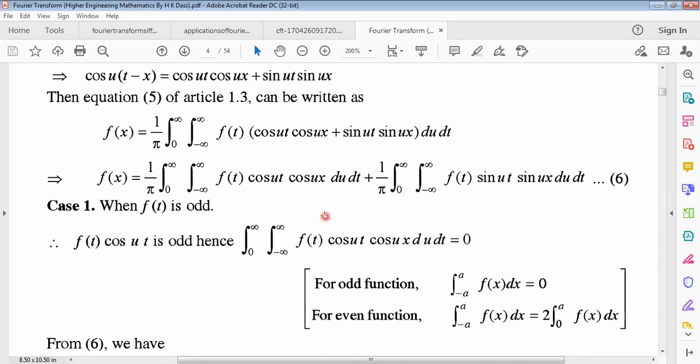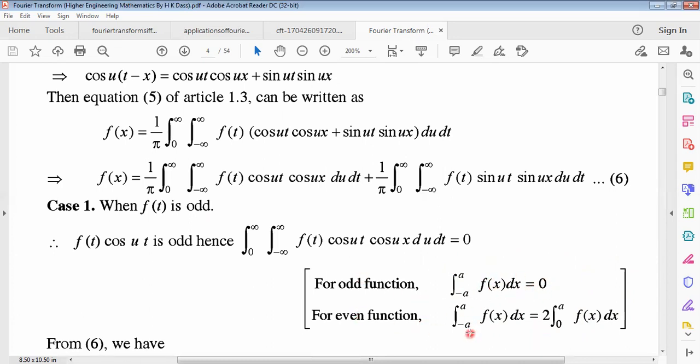For an odd function, you must know that the integral from minus a to plus a will be 0. And for an even function, this integral can be written like this. You must know this from the properties of definite integrals. For an odd function, this equals 0. You have to remember this formula.